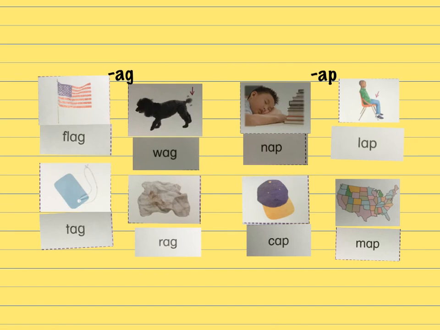So in the ag family, we have flag, tag, wag, and rag. In the app family, we have nap, lap, cap, and map. Great job sorting today.